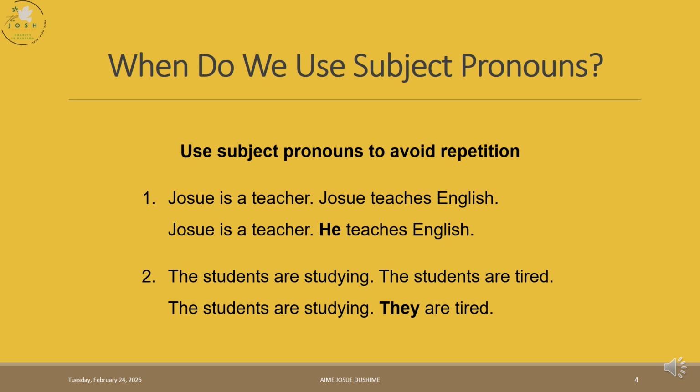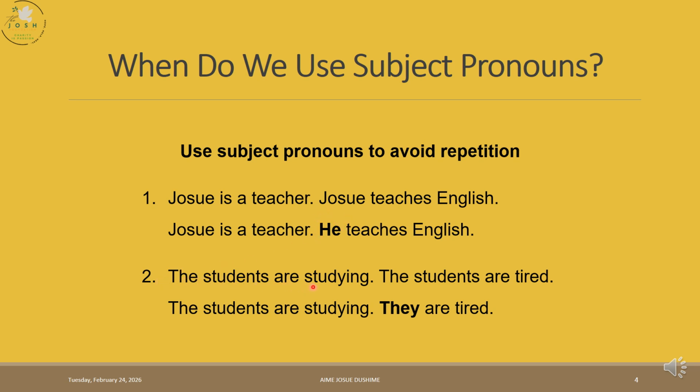When do we use subject pronouns? We use subject pronouns to avoid repetition. For example, Josue is a teacher. At the same time, Josue teaches English. This is one person we are talking about. The person who is a teacher and also teaching English is one person. So we shall say that Josue is a teacher. He teaches English. Instead of repeating the name again, we replace the name with what we call a subject pronoun.